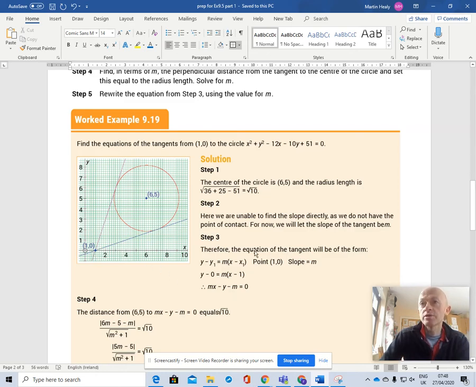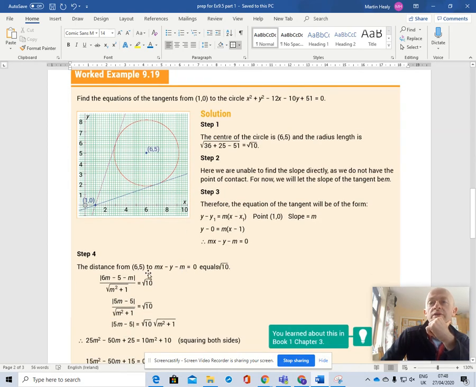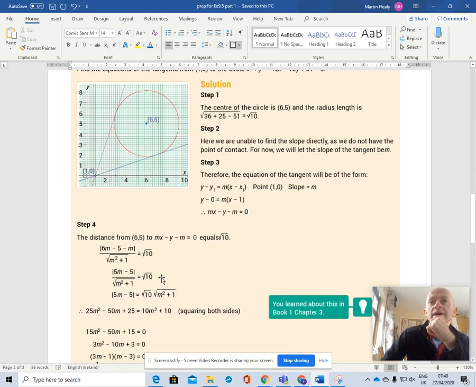And in general, it works out something like this here. You've got your equation of a line formula. The slope is m and the point is (1, 0). Fill in that information. You get this equation here, mx minus y minus m equals 0. The perpendicular distance from the center to that line is equal to the radius. So the distance from (6, 5) to that line equals square root of 10.